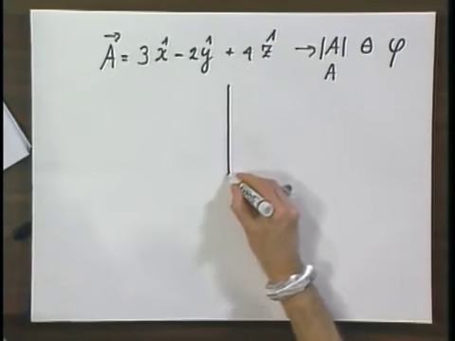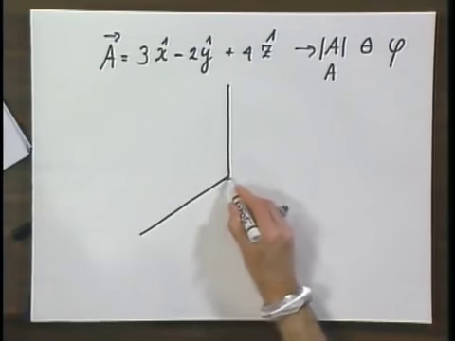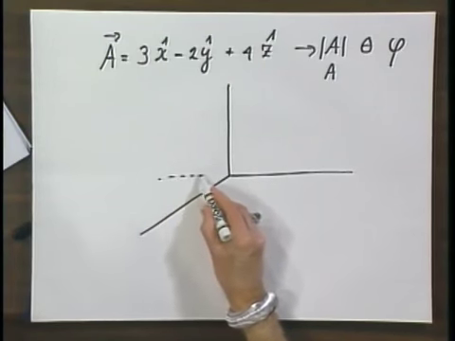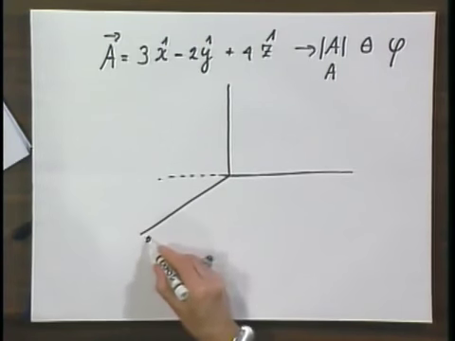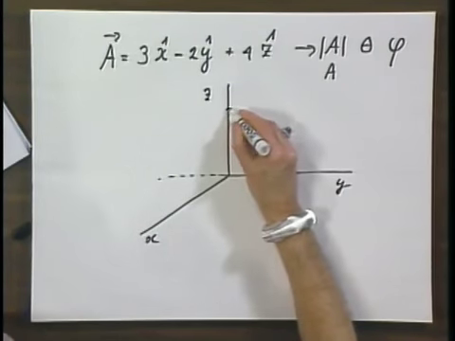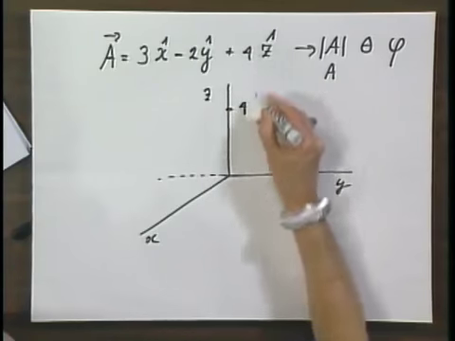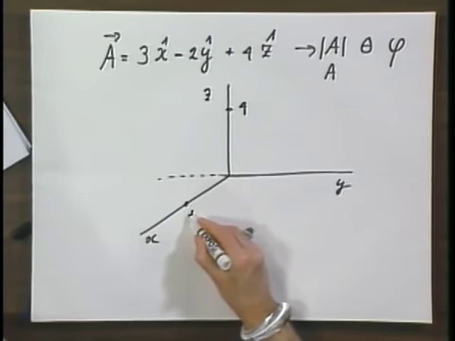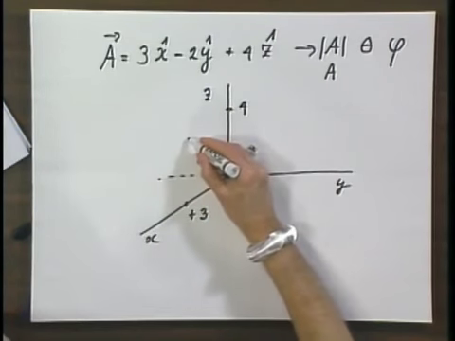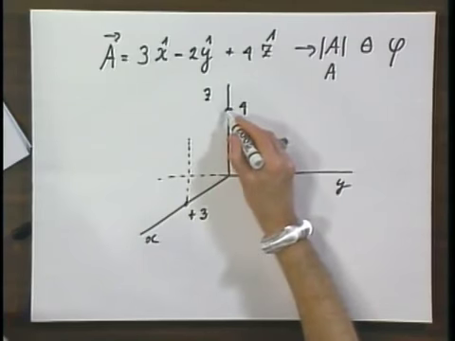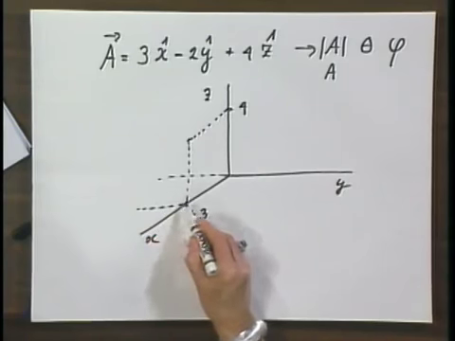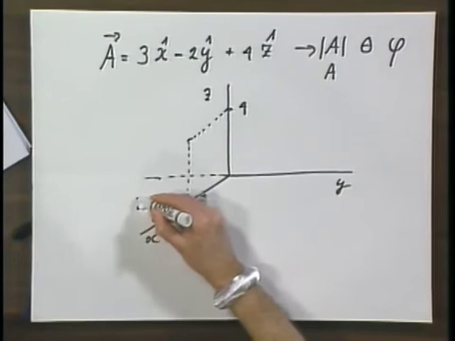Let me try to make a drawing. It is not so easy because of this -2. If I'm not careful, the drawing could become very confusing. So we have +4 in the z direction, and we have +3 in the x direction. Let me try to make you see this three-dimensionally. Perhaps not to scale.